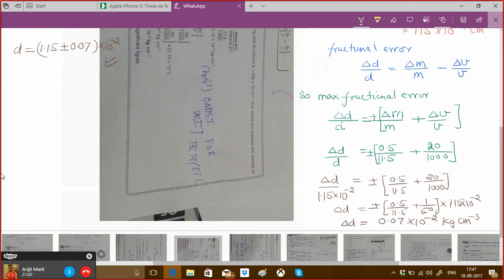And that is your del d. So your perfect density will be the real value plus or minus your fractional value, whole power 10 to the power minus 2. Clear? So it is the perfect solution of the question you are seeing there, beta. All the questions you have to do in the same way.